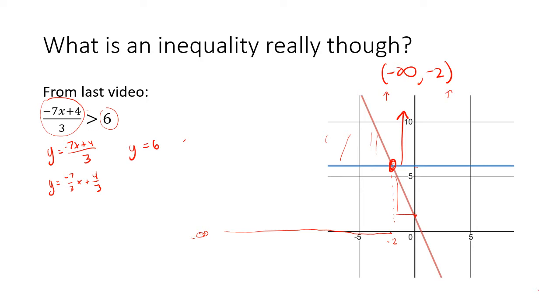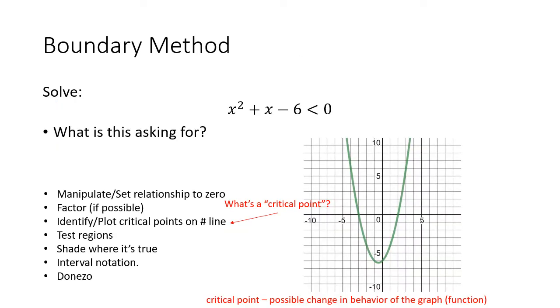And so we have this test, right? If we have this intersection point, or we can identify where this point of interest is, and then test on either side, I could easily come up with the answer. So we're going to expand on that idea a little bit. And it's called the boundary method.